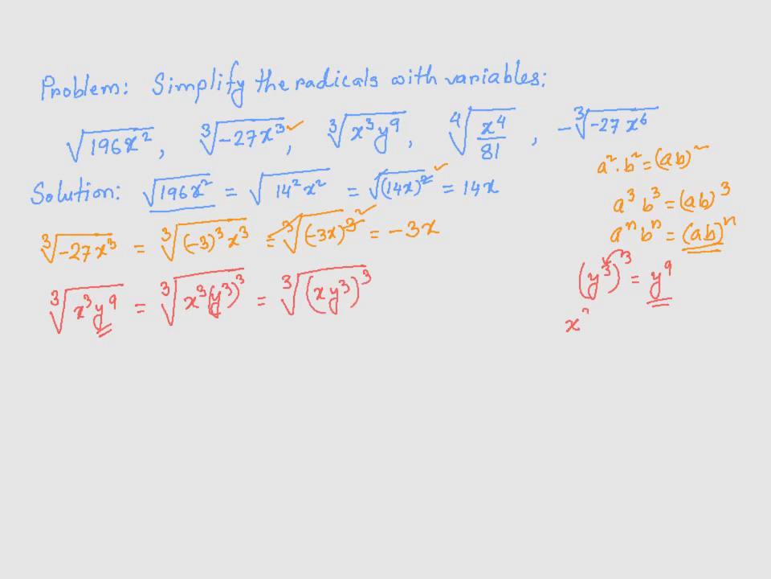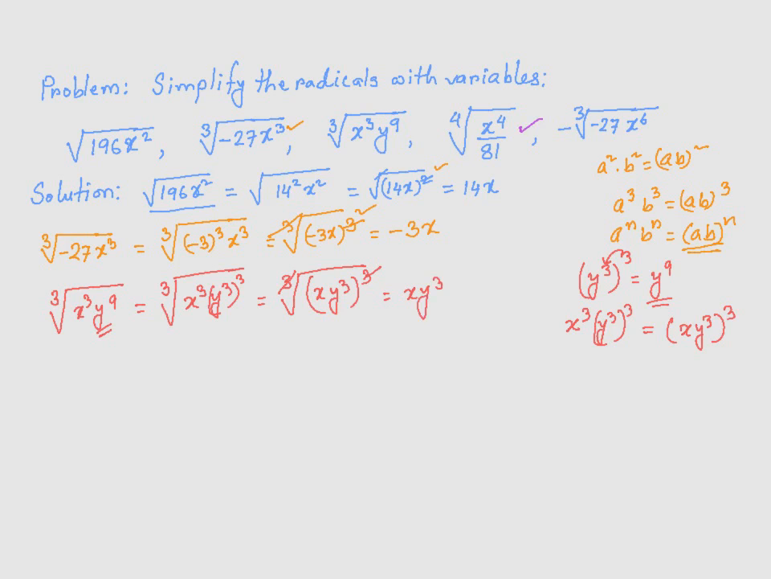Let me do it on the side. x cubed times y cubed whole cubed is the same as x times y cubed, whole cubed. Now this cube and cube root are going to cancel. That's going to give you x y cubed. Now let's do the next one, this one.